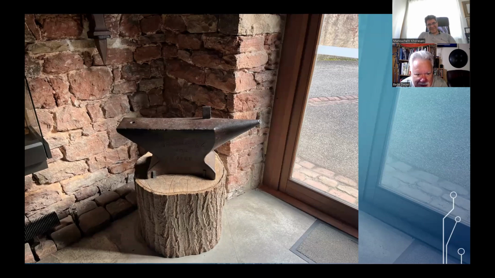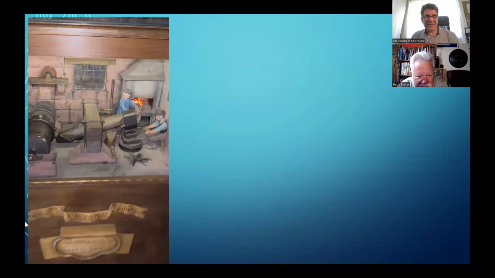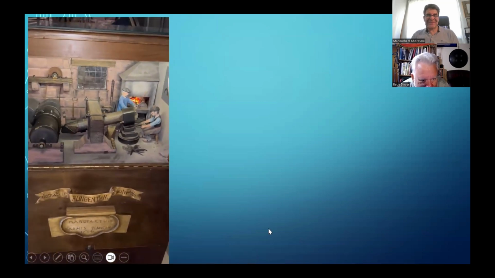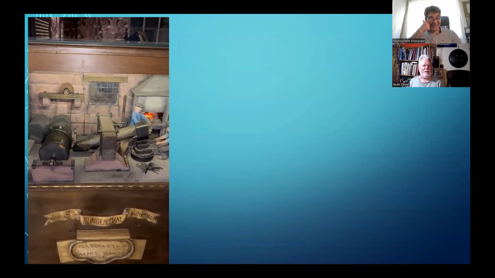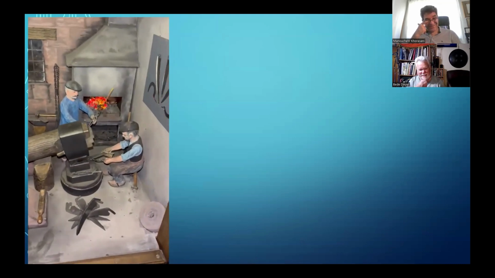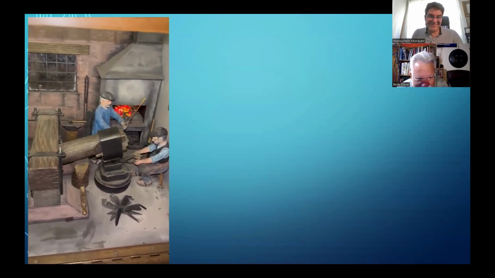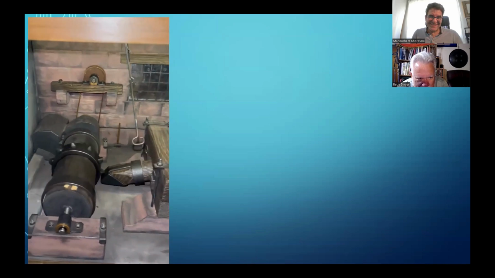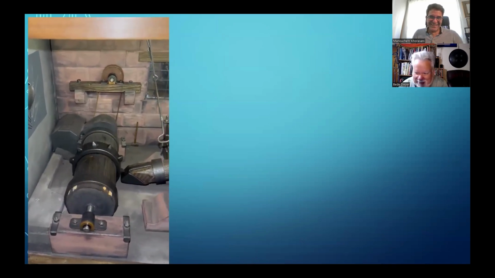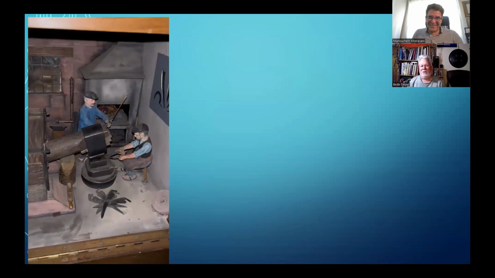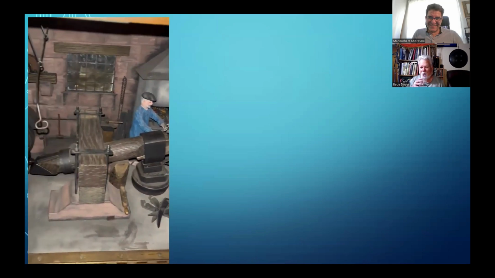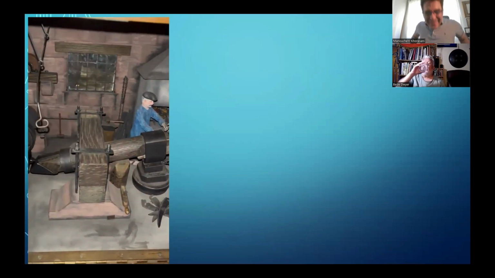Yeah, that's a classic looking anvil there. Beautiful. And look at this. Look at this diorama, and listen to this if you can hear. It's a working model of a tripper hammer. Oh, that's great. That's so good. As I say, I know quite a few people that would be really into this. It's unbelievable.